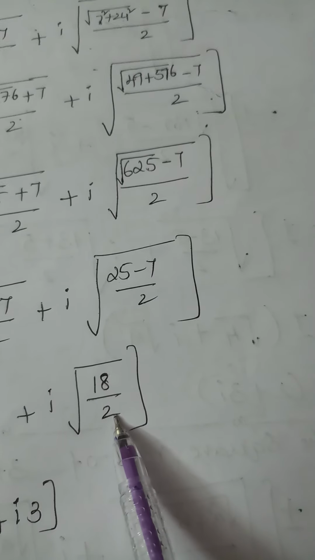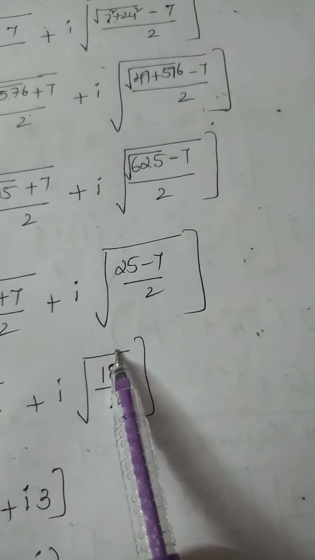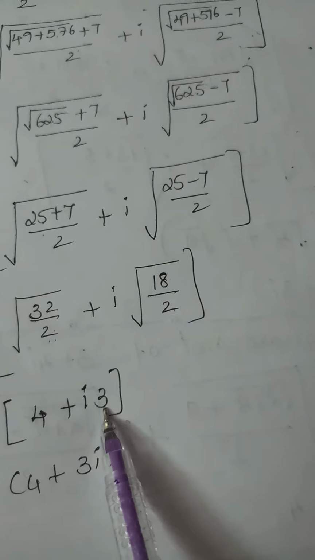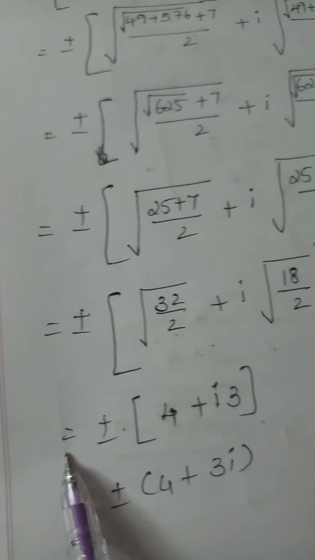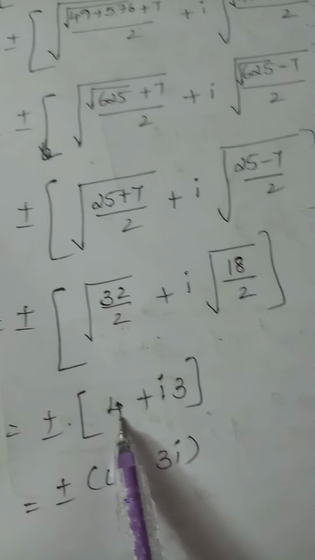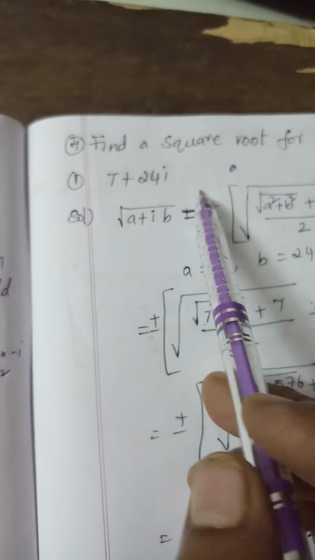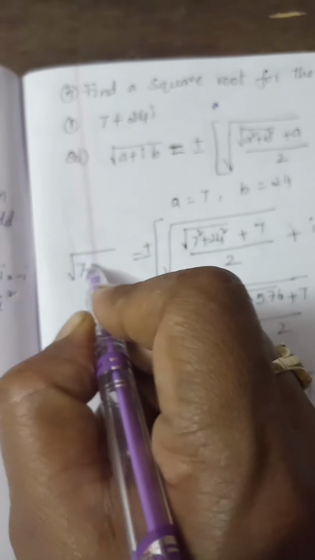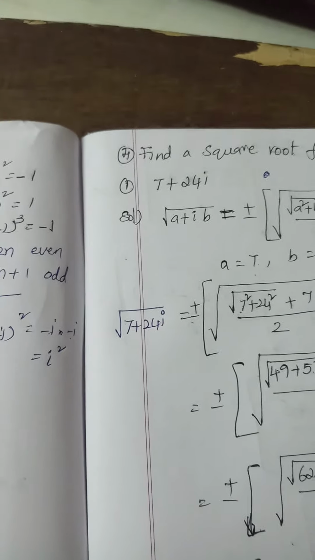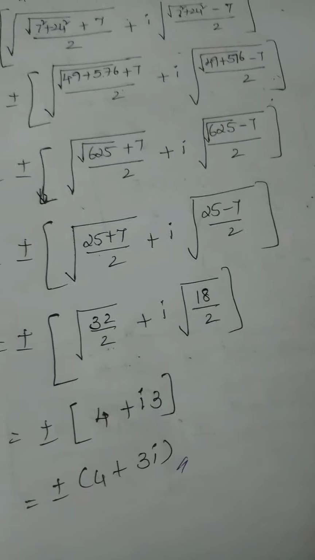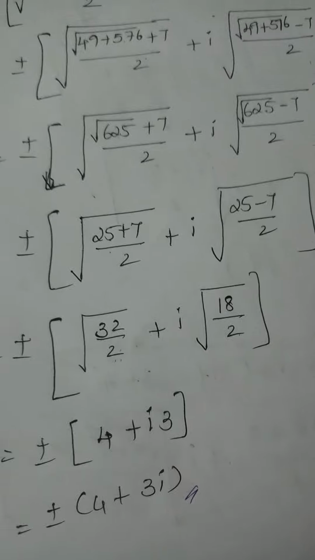What is 18 by 2? 2 9s are 18. So root 9. Root 9 means 3. So this is equal to plus or minus 4 plus i3, means plus or minus 4 plus 3i is the square root of 7 plus 24i. This is the answer of root of 7 plus 24i. Square root of 7 plus 24i is plus or minus 4 plus 3i.